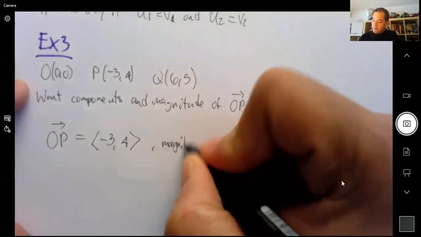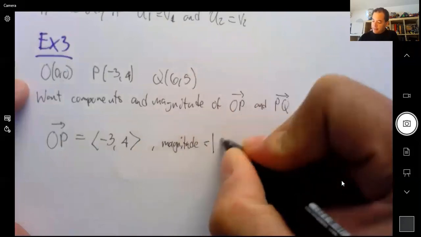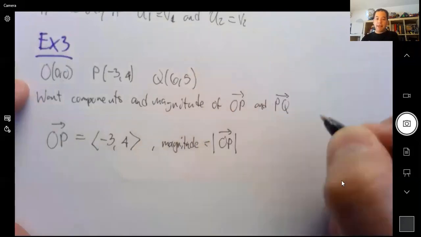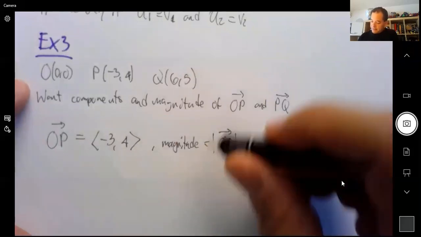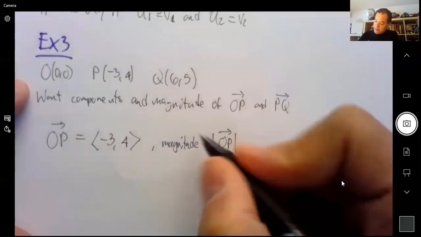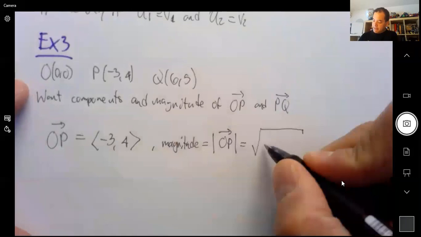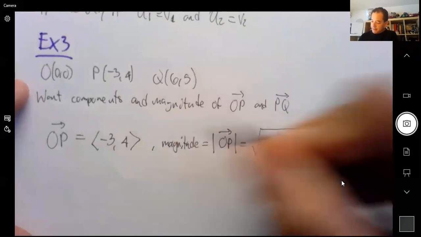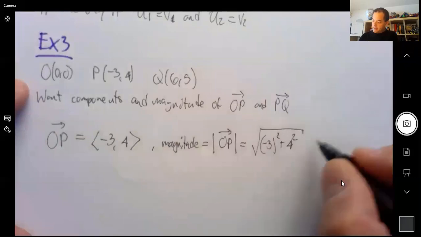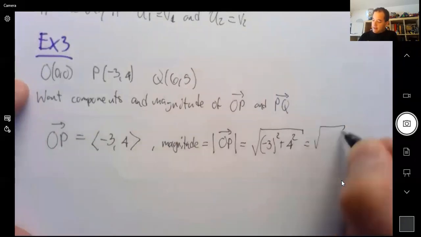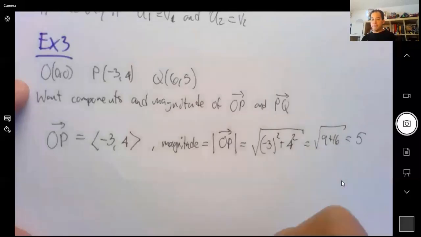Magnitude. Remember that we write it like this, with absolute value, with the bars. The bars mean magnitude. And the way we do it is we take the square root of this component squared plus that component squared. So this will be 9 plus 16, that's 25, and the square root of 25 is 5. So that vector has magnitude 5 units, okay? Is that clear? Easy, right? Easy, easy. PQ.